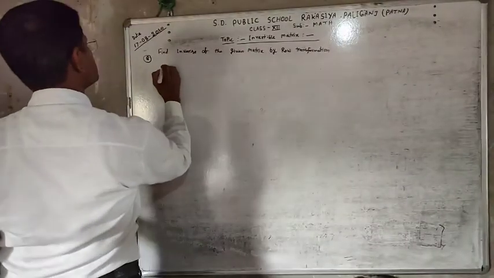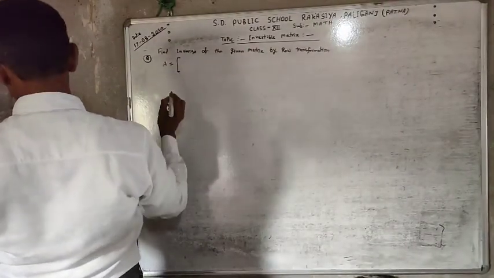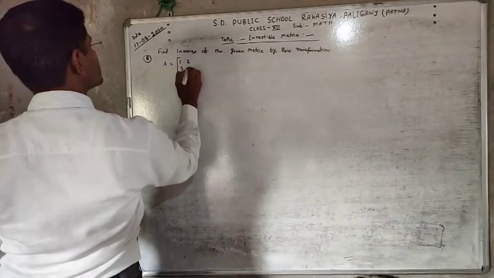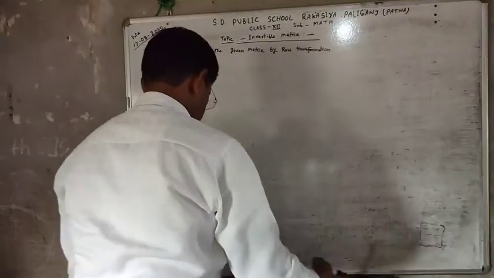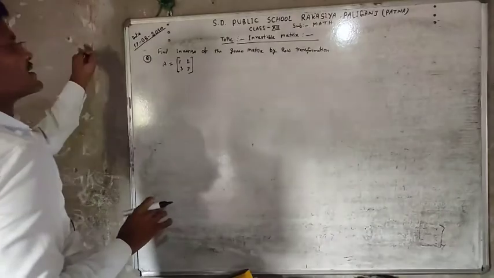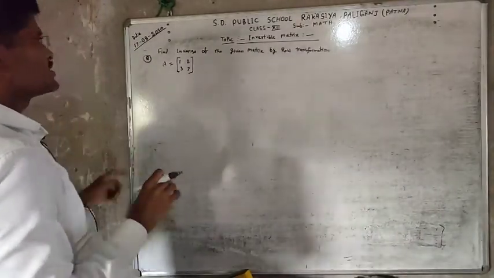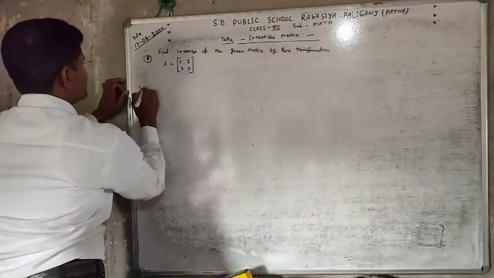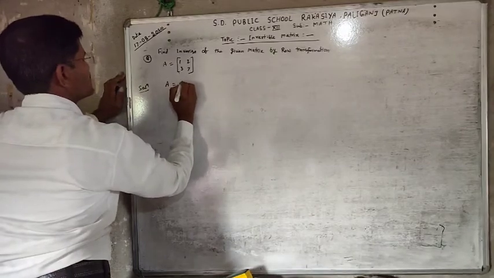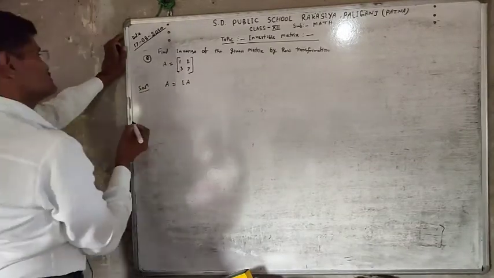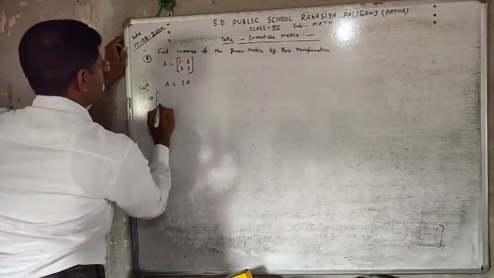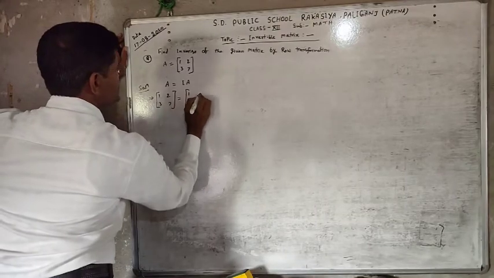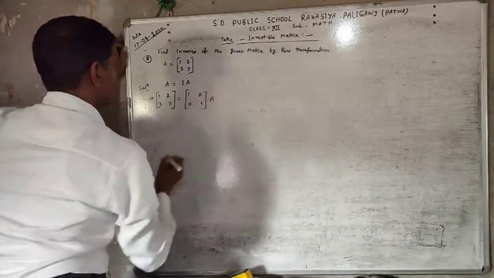The given matrix is matrix A. Suppose that it is a square matrix of order 2. Its elements are 1, 2 and 3, 7. We have to find the inverse of this matrix by elementary row transformation, meaning row operations. First of all, we write the matrix as A equal to I into A. Hence, 1, 2 and 3, 7 is equal to 1, 0, 0, 1 into A.